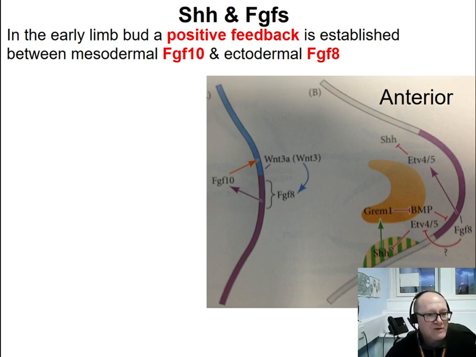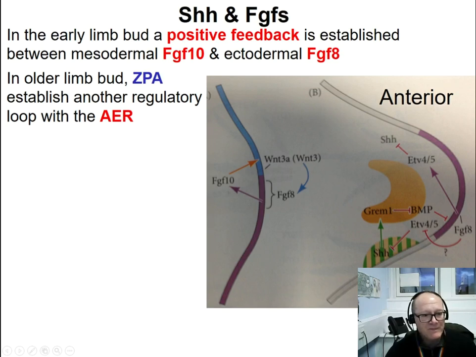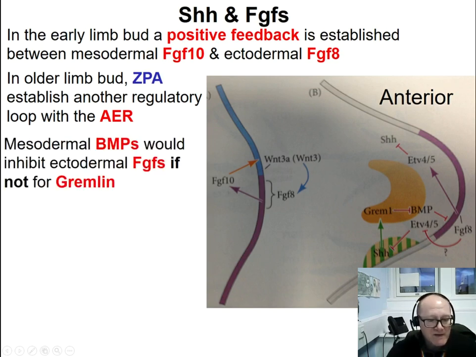On a more mature limb, where we finally find the zone of polarizing activity, which expresses SHH, we have a connection between the expression of SHH in the zone of polarizing activity and the expression of FGF8 in the apical ectodermal region. And how does this work? In the mesoderm, we have expression of BMP. But BMP is, in this case, an inhibitor of FGF8 expressed in the apical ectodermal region.